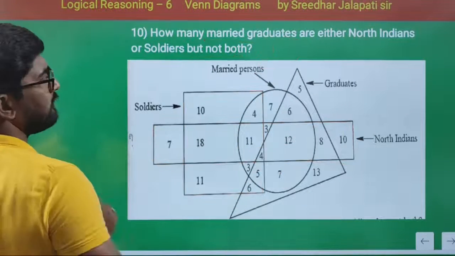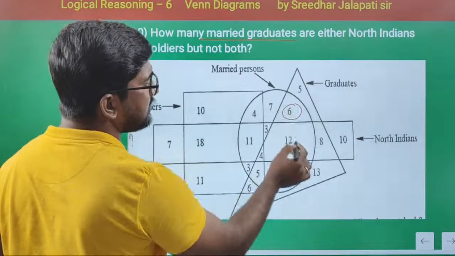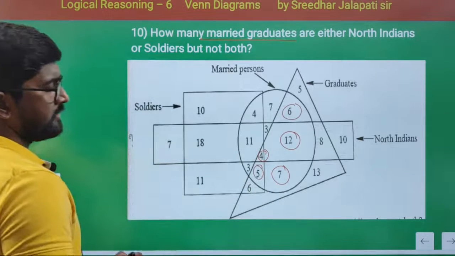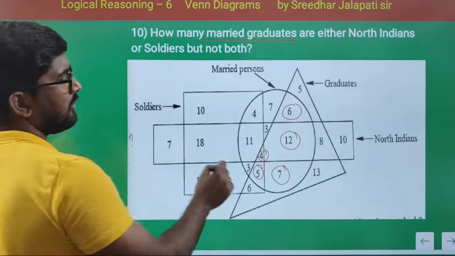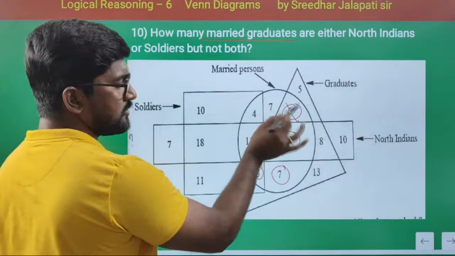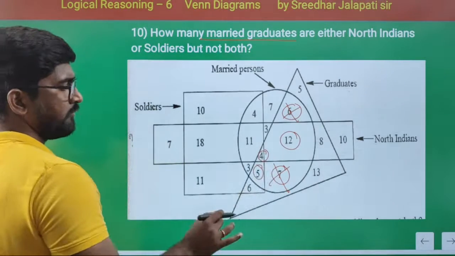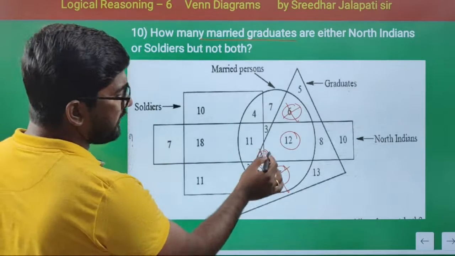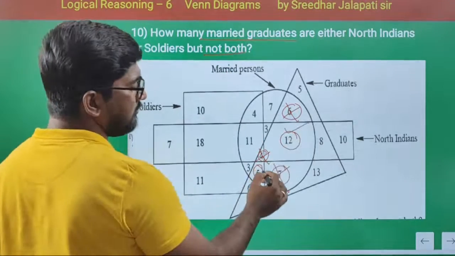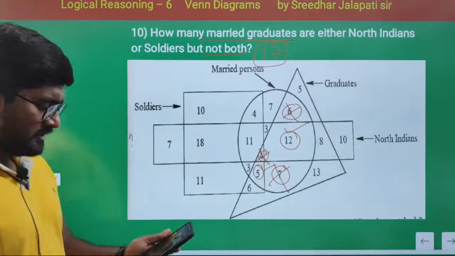Once again, let me tell you. First of all, married graduates. Married graduates are nothing but 6, 12, 7, 4, 5. These are all married graduates. Out of this, these 6 are not North Indians, not soldiers, so ignored. These 7 are not in North Indians, not in soldiers, ignore, right? And this 4 is in both, so ignored. We don't want both, so remaining 12, 5, which is 17. Therefore, the answer for this question is 17.